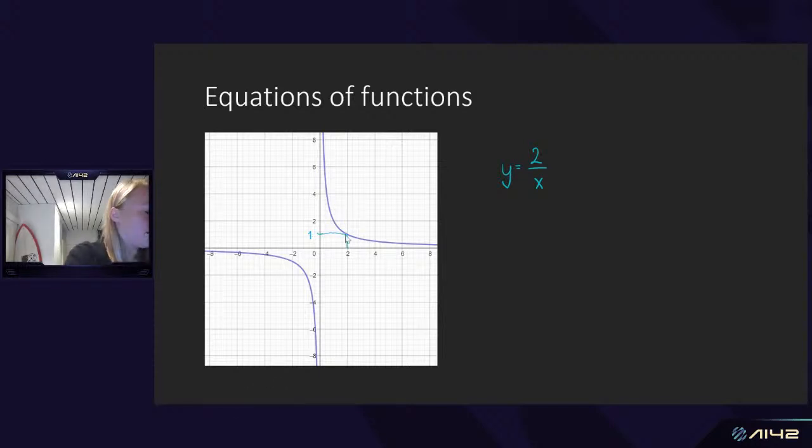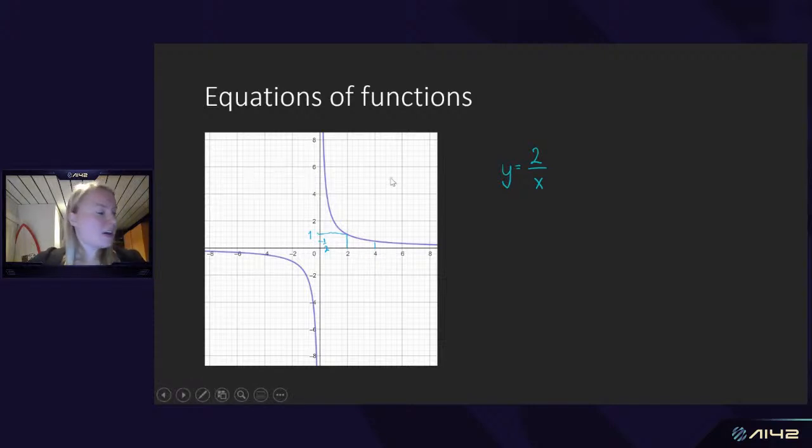So if we take 2 divided by 2, since the value of x is 2, we get 1, which is the y. And if we take other points here, we find that when the value of x is 4, the value of y is actually a half. So we see that it does fit this function describing this. And this is just another type of function.